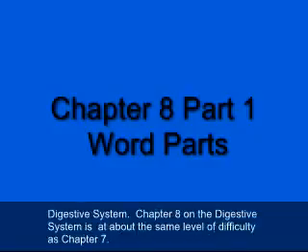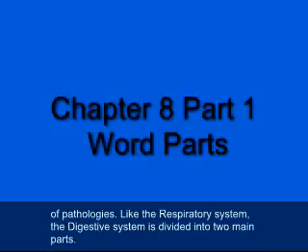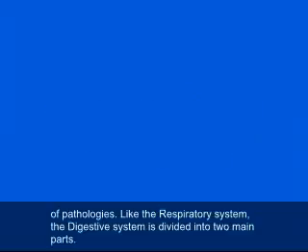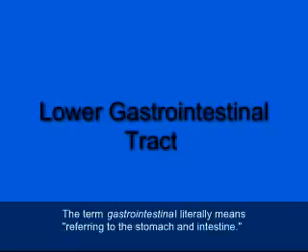Well, Chapter 8 on the digestive system is at about the same level of difficulty as Chapter 7, although it is slightly longer because the digestive system does have more structures in it, and also it seems to have a greater number of pathologies. Like the respiratory system, the digestive system is divided into two main parts, the upper gastrointestinal tract and the lower gastrointestinal tract. The term gastrointestinal literally means referring to the stomach and intestines.